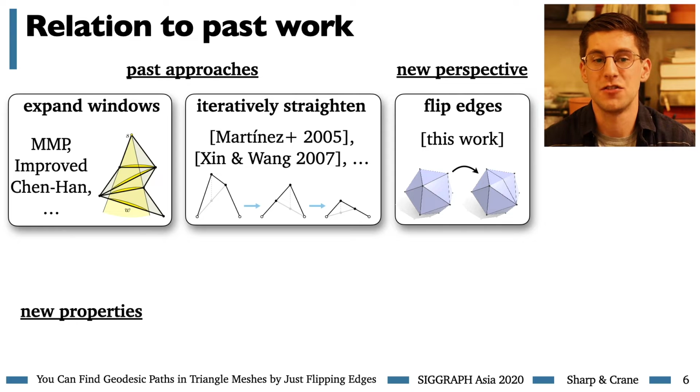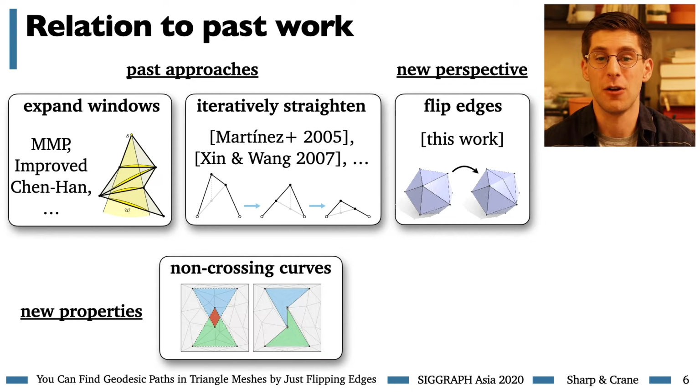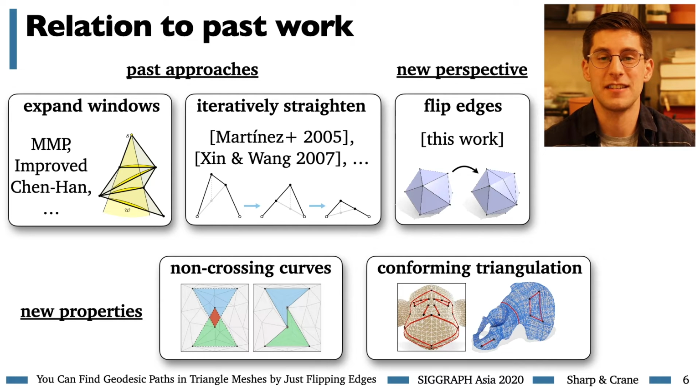Furthermore, our algorithm offers new properties that are quite useful in practice. It guarantees that no new crossings will be created by the straightening process, and it also generates this triangulation which contains the geodesic that's super useful for downstream tasks.